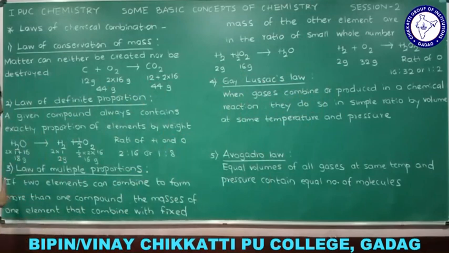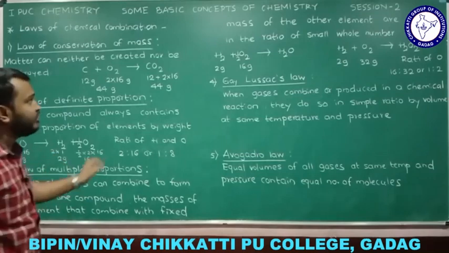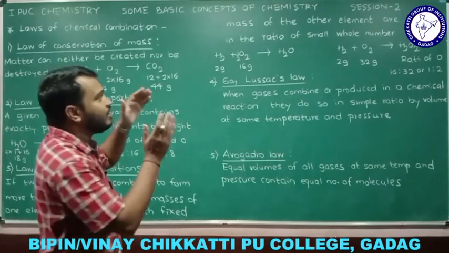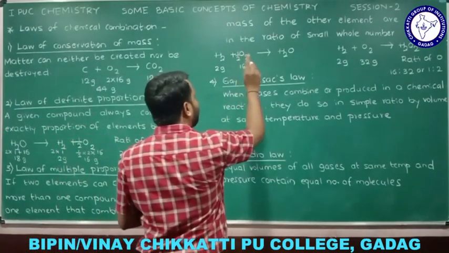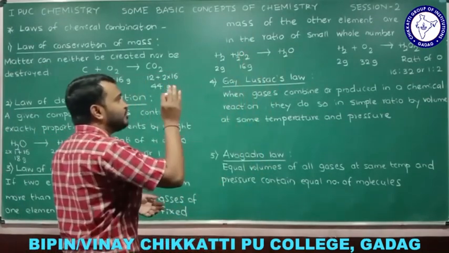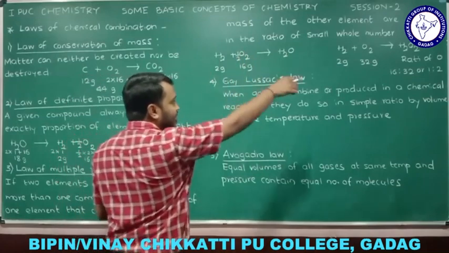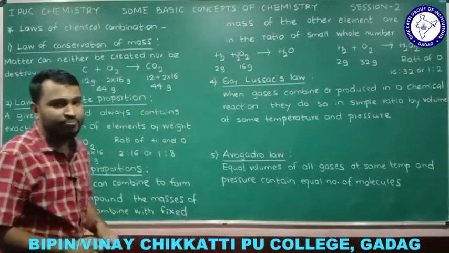I repeat, if two elements can combine to form more than one compound, the masses of one element that combine with the fixed mass of the other element are in the ratio of small whole numbers. In this case of the formation of water and hydrogen peroxide, the ratio of oxygen here and here will be 1:2, I am going to say.